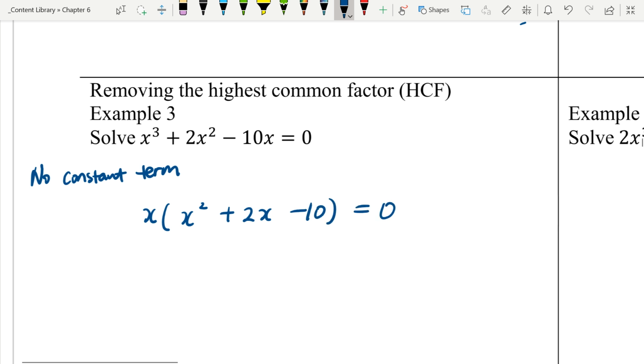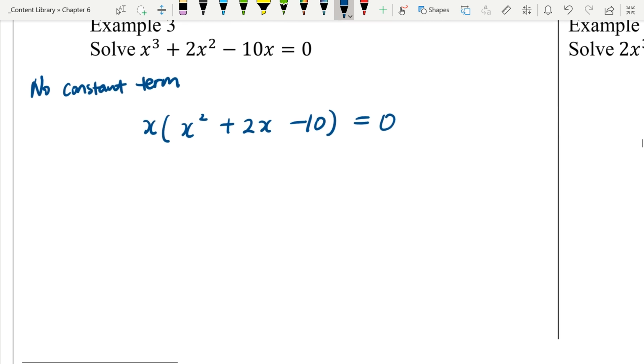Okay, so to factorize cubic, we need to find one linear factor first, and then further factorize that. So now the linear factor here is x. So I take the x out. And then we have a quadratic left. Here for this quadratic, 2 and 5.